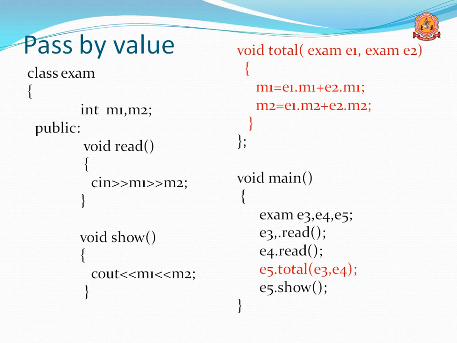So m1 is equal to e1 dot m1. In the e1, whichever m1 is there, that plus in e2, whichever data is there, that is also added. So m2, e1 dot m2 plus e2 dot m2, we are going to add.